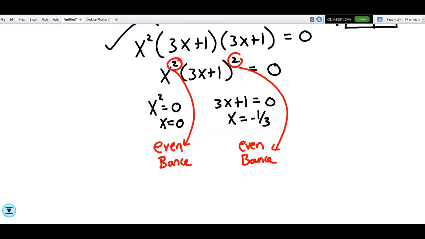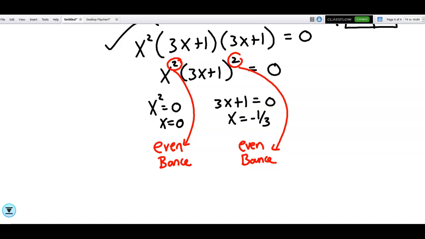Step 2 is to determine whether the multiplicity for each factor was even or odd. The first factor, x squared, has a power of 2, so that's an even multiplicity. The second factor, 3x plus 1, also has a power of 2, so it also has an even multiplicity. Therefore, for step 3, since both of those have even multiplicities, both of those roots will be bounce points for our graph.